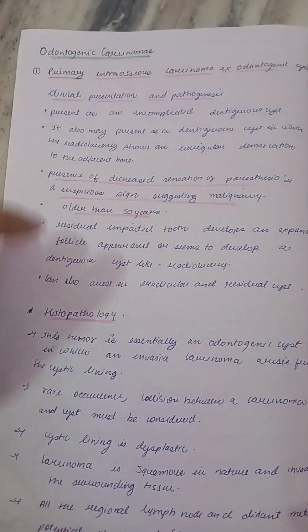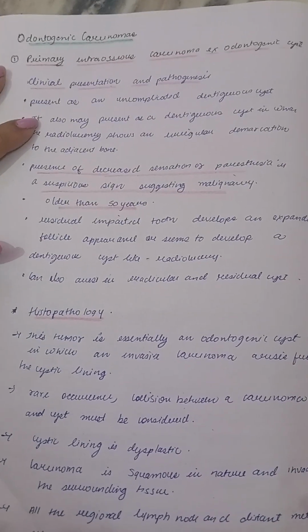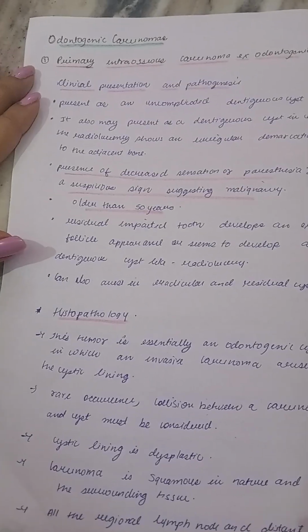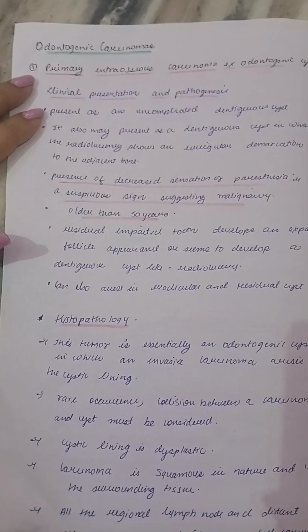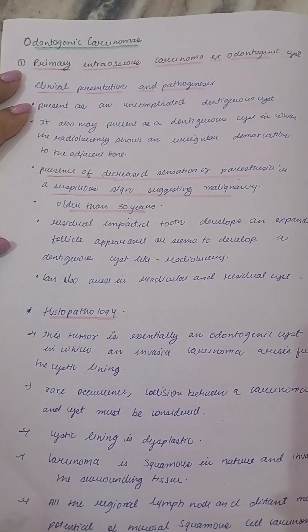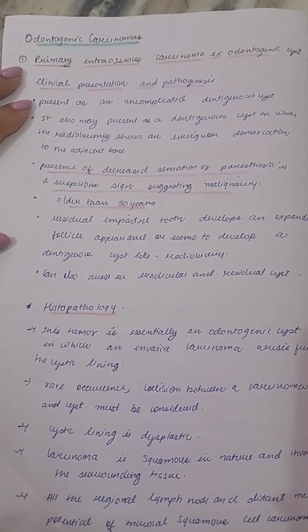Now coming to odontogenic carcinoma. They are of 4 types. We will be dealing with the first type today. First is primary intraosseous carcinoma ex odontogenic cyst.